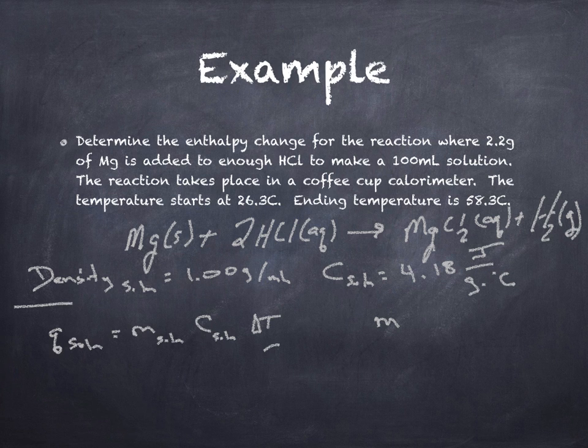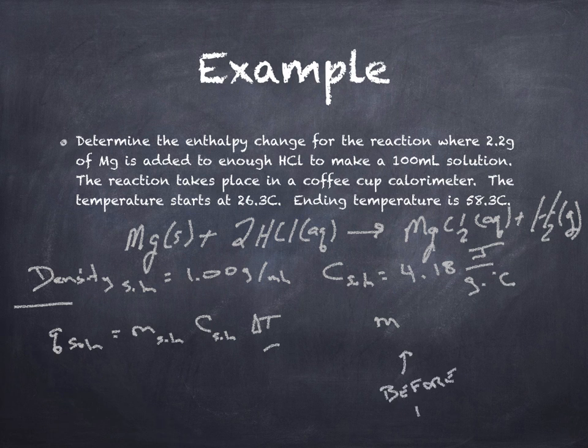Let's look at m solution. And this is a key point here. Look at how awkwardly the problem is phrased. It says determine the enthalpy change of a reaction where 2.2 grams of magnesium is added to enough HCl to make a 100 milliliter solution. It seems weirdly phrased, but that's actually very precisely phrased. Basically, it's saying that after displacement, you've got a 100 milliliter solution. So that's what it's getting to. So now we know we've got a 100 milliliter solution.